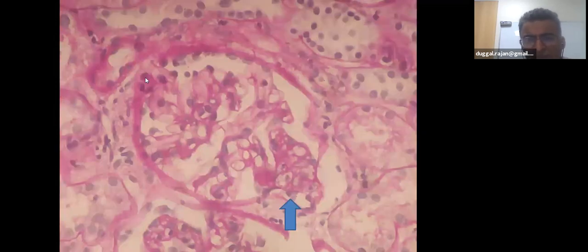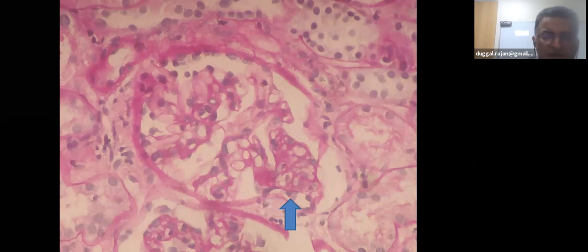This is another view. In this, I can't appreciate whether there is hilum or there is tubular pole. So when I'm not able to visualize the tubular pole in a glomerulus, it is impossible for me to label that as a tip variant of FSGS. I will label that as FSGS NOS. So there are practically four types of FSGS that we look at. So FSGS tip variant, which I've told you.